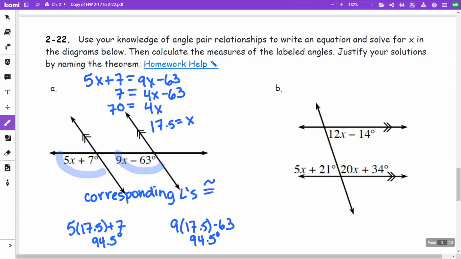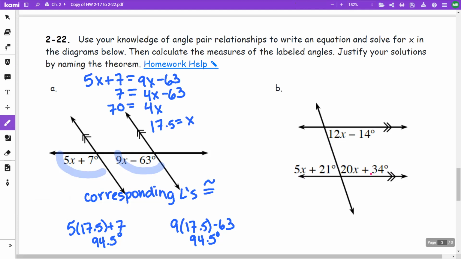On B, I know a couple things, okay? I know that these two add to 180. And that's because they form a linear pair. I also know that this angle and this angle add to 180 because of same side interior angles. So I could use either one.